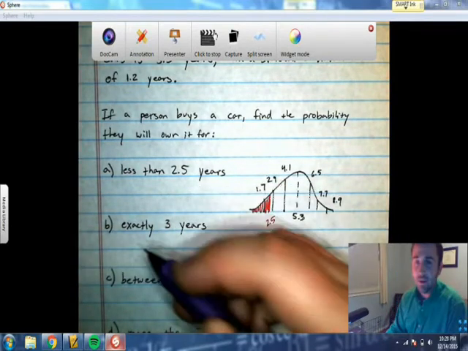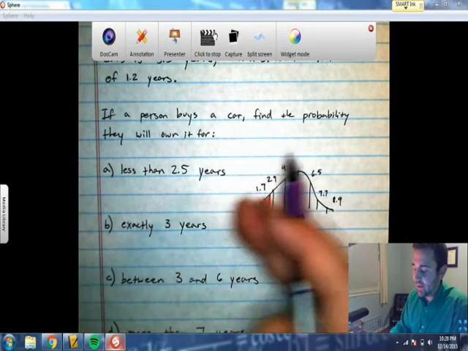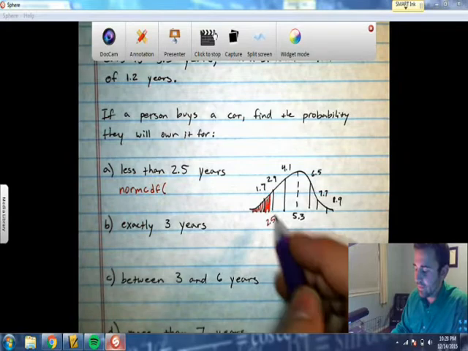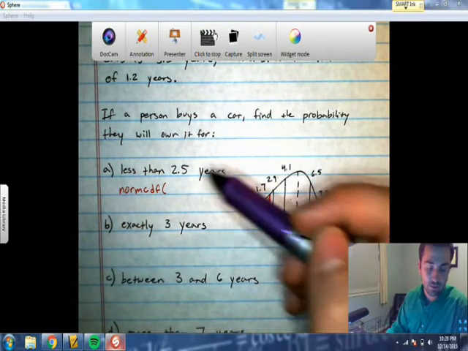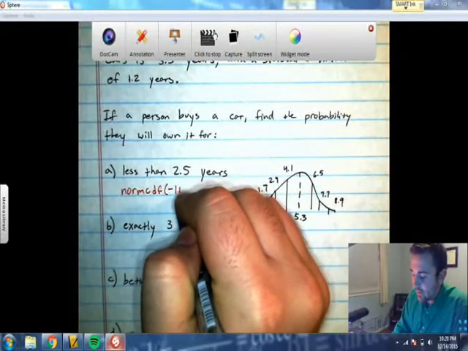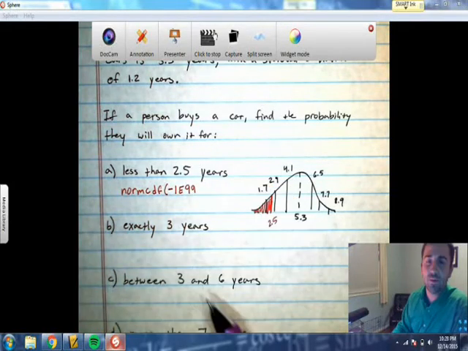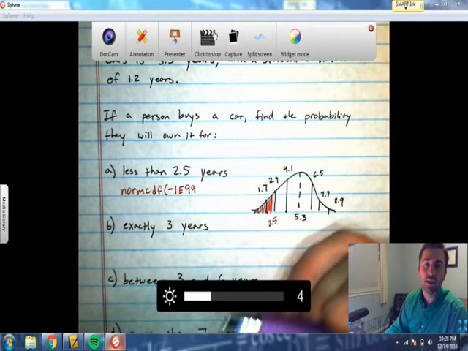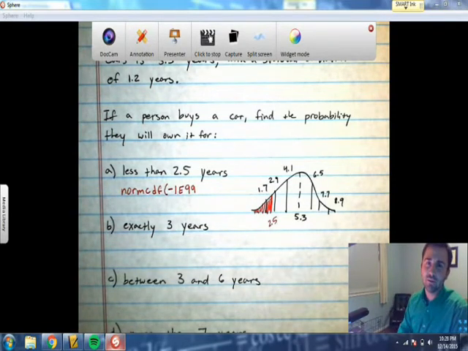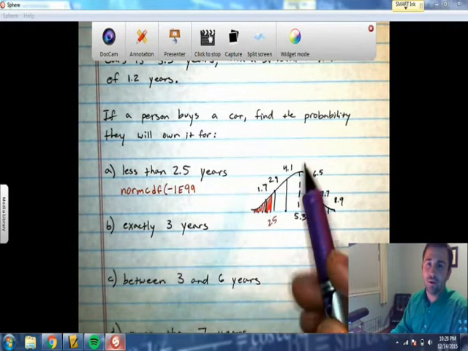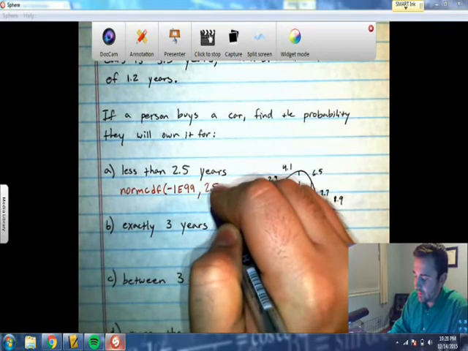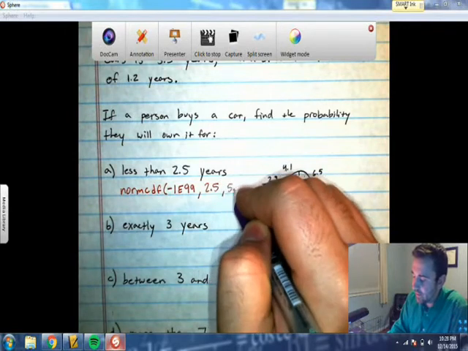Since I'm trying to find the area under the curve, I'm going to be using the cumulative function, the CDF. Remember the syntax: the lower bound is first. Since we can't actually say negative infinity, we're going to put negative 1E99, which represents negative 1 times 10 raised to the 99th. That gives us a number small enough to get the lower tail of this function. Then we do the upper bound, which is the score 2.5, and then the mean of 5.3 with a standard deviation of 1.2.